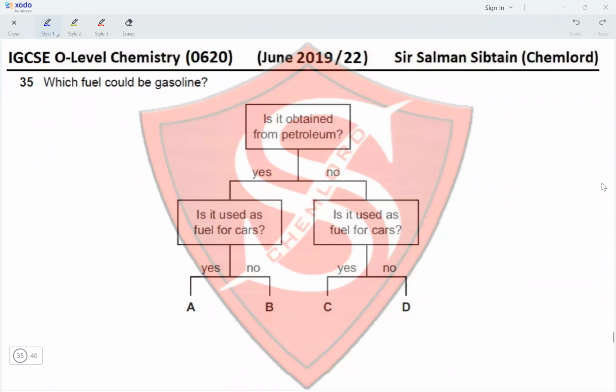Question 35. Which fuel could be gasoline? Is it obtained from petroleum? Yes. Is it used as fuel for cars? Yes. So it is option A.